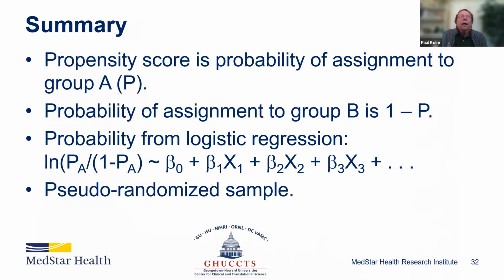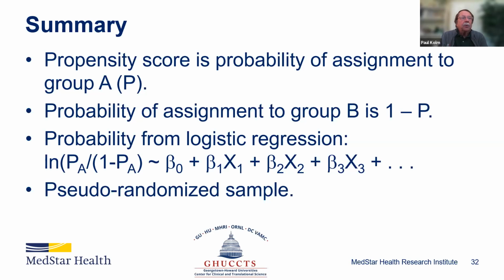So I'll summarize here. The propensity score is the probability of assignment to a treatment group. If the probability of being in group A is P, then the probability of assignment to group B is 1 minus that. And we get this probability from logistic regression, of which I've given you an example there, where the X's are the covariates, or the variables that we think might influence the probability of being in one group or the other.